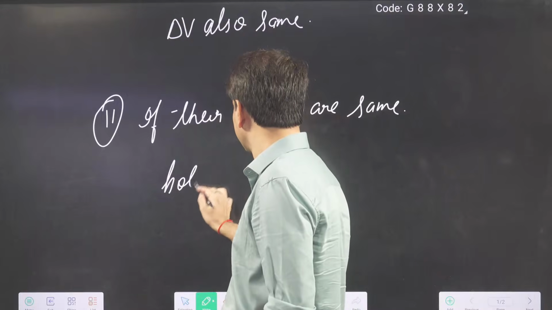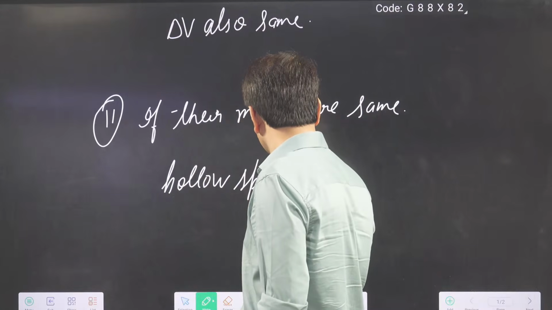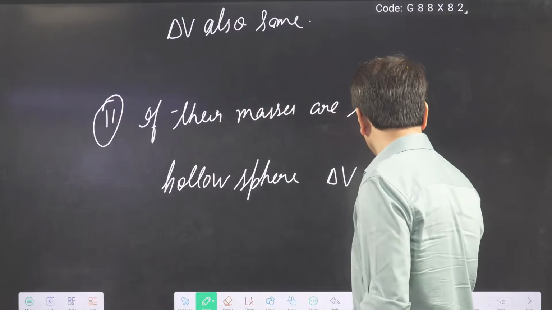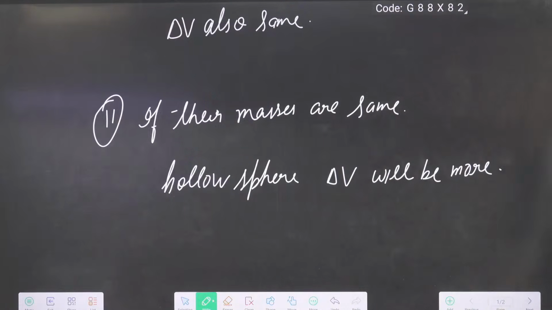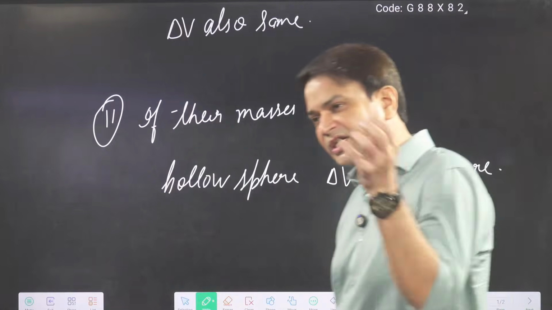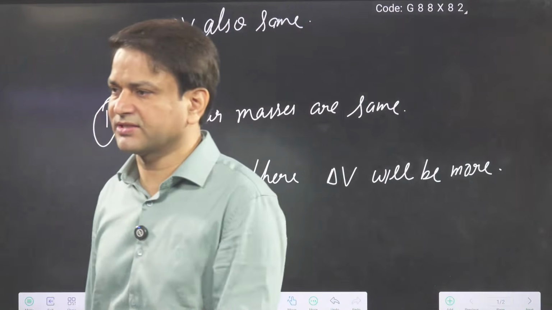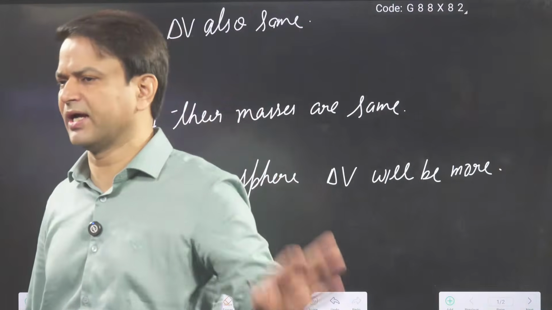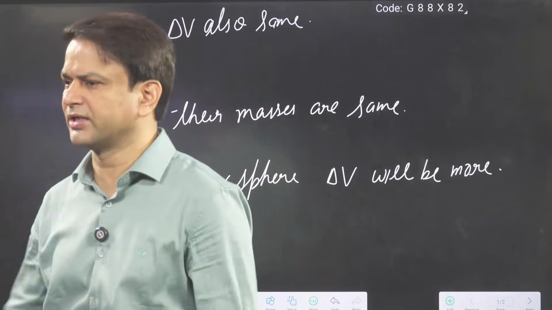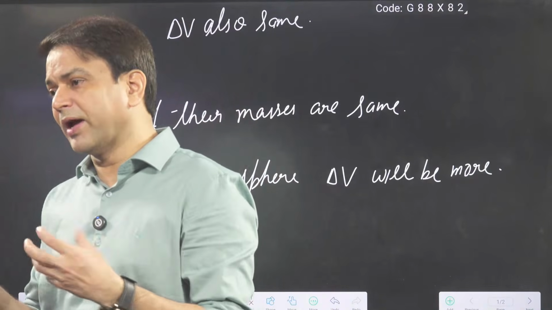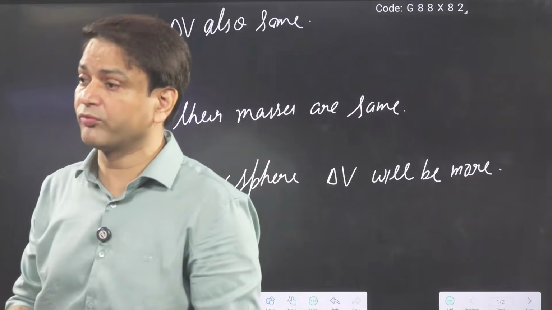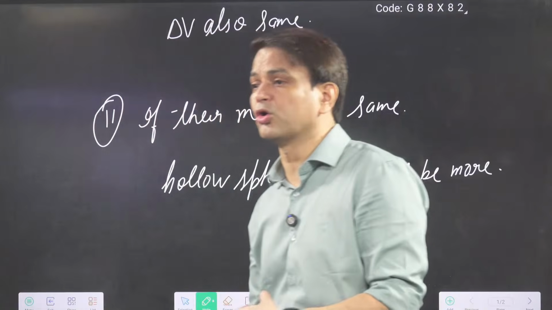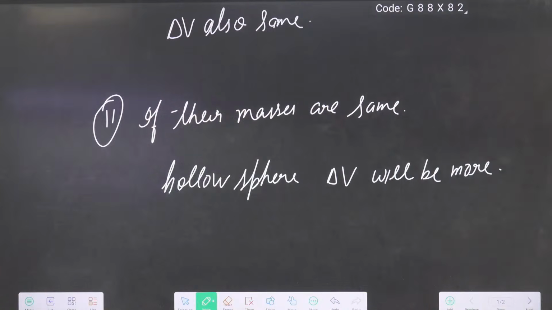So for the hollow sphere, delta V will be more. Understood or not? If I give the initial size same, material same, delta theta same, then the expansion will be same, because we have to think about the delta V formula. Now, if I give the mass same, first we have to decide whether the size will be same or not. No, the size will not be same. Hollow will have the bigger size. Now, if the initial size of the hollow is more, then its change in volume will be more. Everybody got?